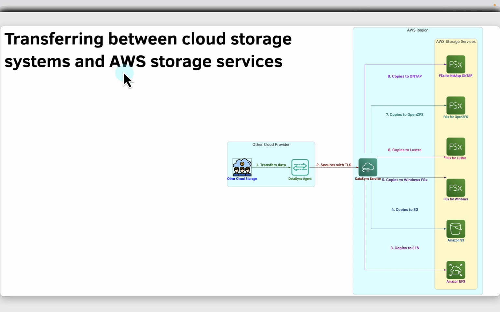And lastly, transferring data between cloud storage and AWS storage services. The third use case is another cloud like GCP or Azure, where you can install an agent. In the previous diagram, you would have seen the agent is not required, but in this case, you have to put an agent, and then this will send to the DataSync service, and then finally, you will have a target location where you want to store the data. Most of the time it will be S3, but you can have other options like FSx and EFS.